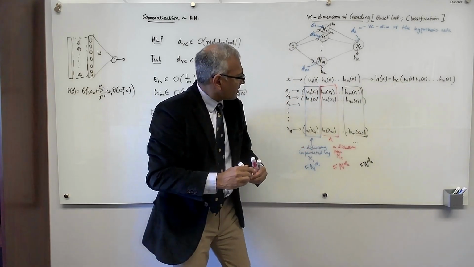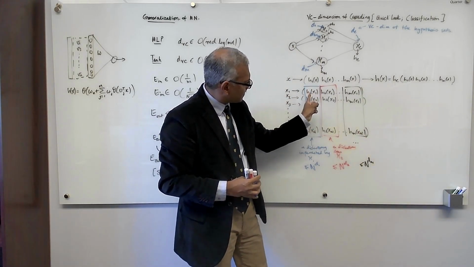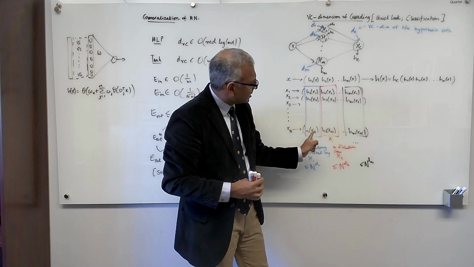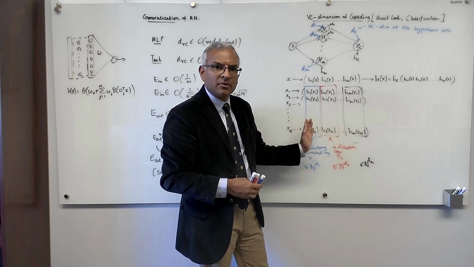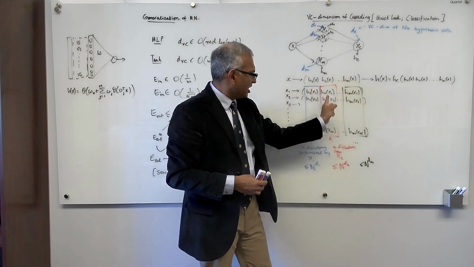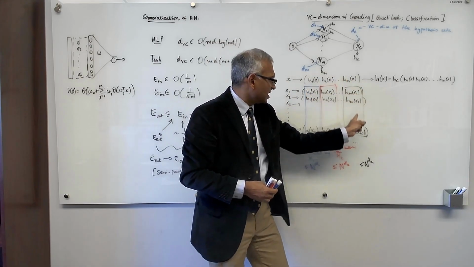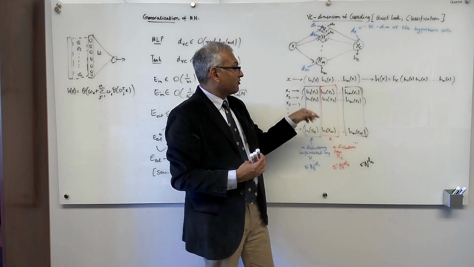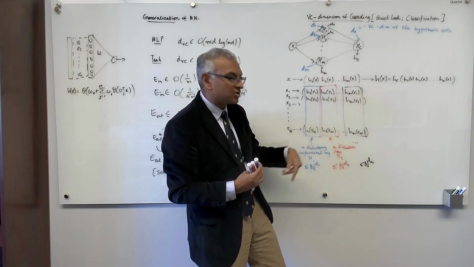Now, if I change the column here, I get a different configuration of all these n transformed points. If I change the column here, I get a different configuration. If I change the column here, I get a different configuration for this collection of n transformed points.